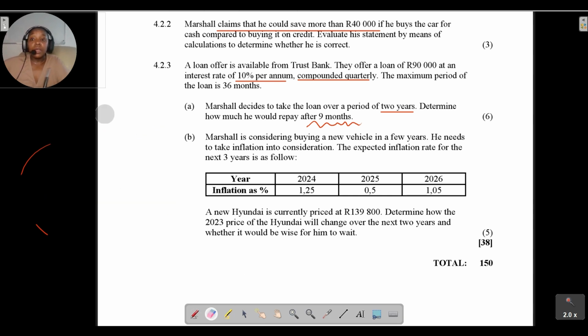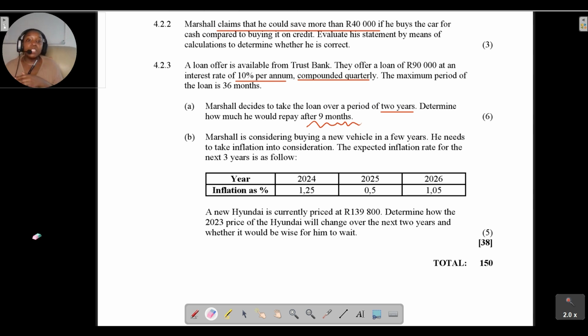All right, cool stuff. Question B, 4.2.3. Marshall is considering buying a new vehicle in a few years. He needs to take inflation into consideration. Remember, guys, when we're talking about inflation, due to inflation the price of bread increased. If something was 10 rand, due to inflation next year it will be 16 rand. It increases the value of something. So that is basically what they're talking about.